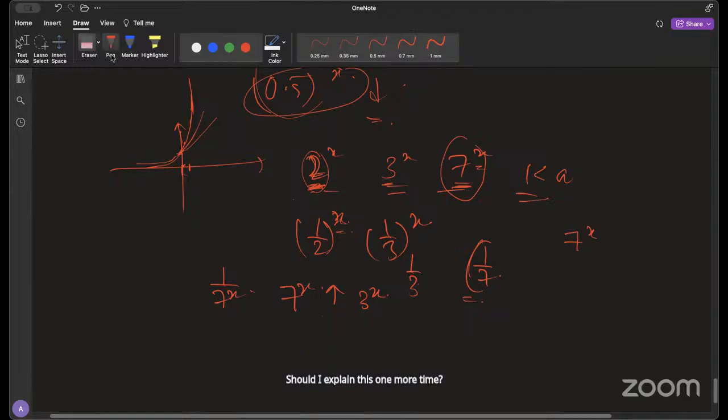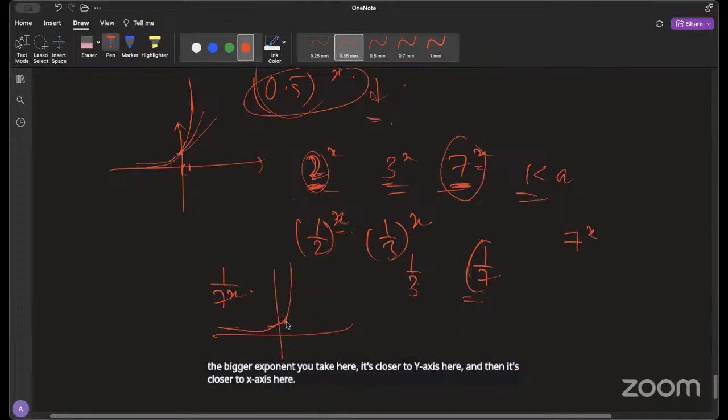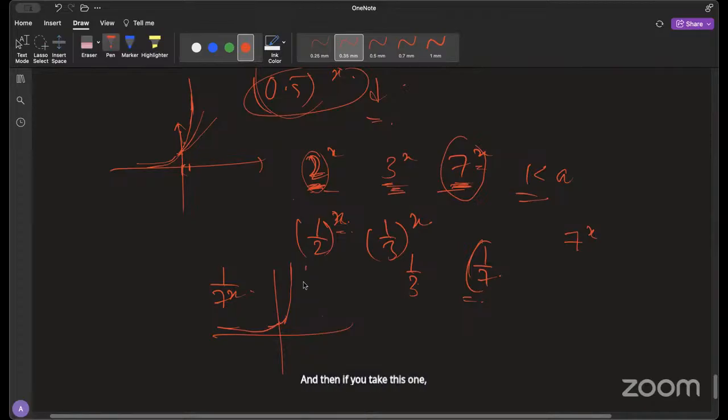Or is it fine? No, ma'am, draw the graph of this, 1 by 2, 1 by 3, and 1 by 7. The graph is this. When you draw some, the bigger exponent you take here, it's closer to the y-axis here, and then it's closer to the x-axis. And then if you take this one, you'll have it like this, and then here you'll have it like this. Is that okay?